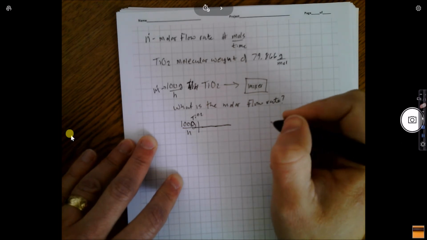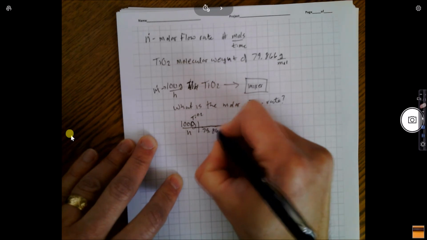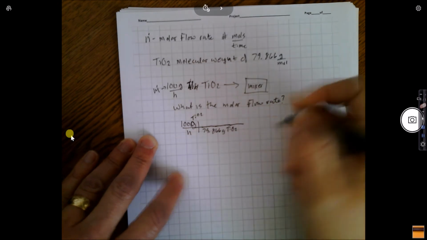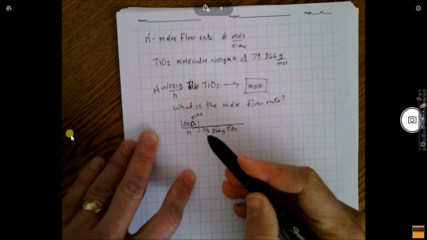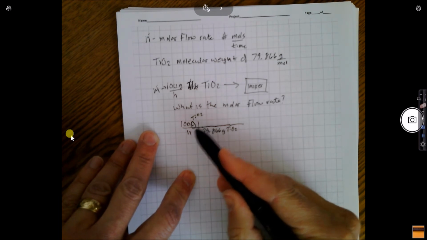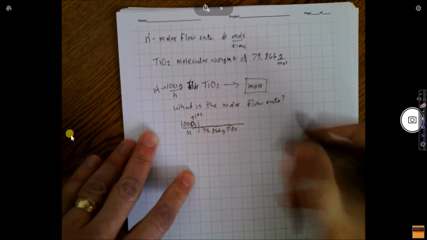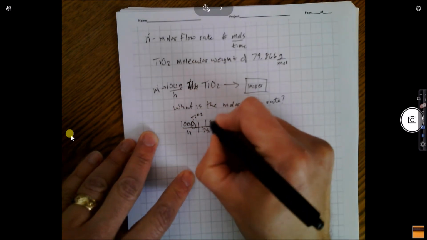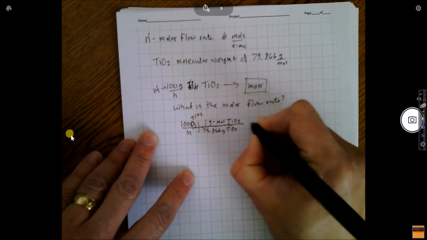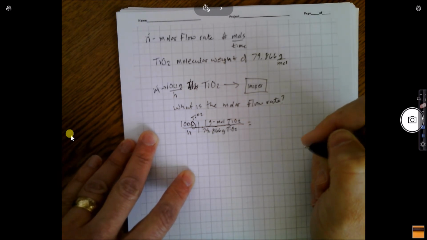The molecular weight of TiO2, so there's 79 grams of TiO2. Even though I'm doing a bad job in this example, please start getting in the habit of doing good bookkeeping. So we have 100 grams of TiO2. We have 79.866 grams of TiO2 in one gmol TiO2. And then we get the answer of 1.3.